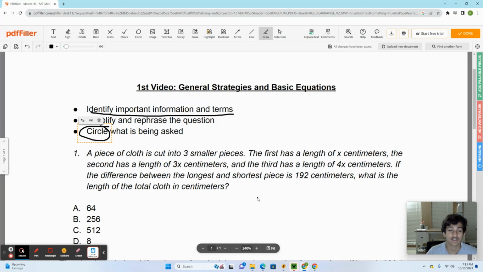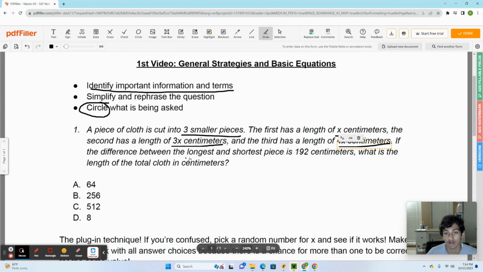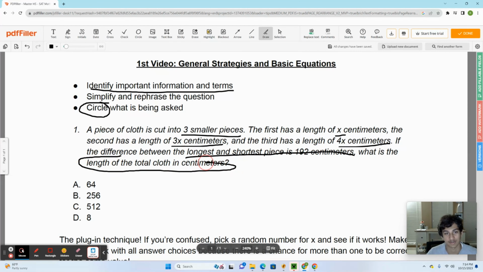Let's get started with the practice problem. A piece of cloth is cut into three smaller pieces. The first has a length of x centimeters, the second has a length of 3x centimeters, and the third has a length of 4x centimeters. If the difference between the longest and shortest piece is 192 centimeters, what is the length of the total cloth in centimeters? Make sure you circle what the question is asking.